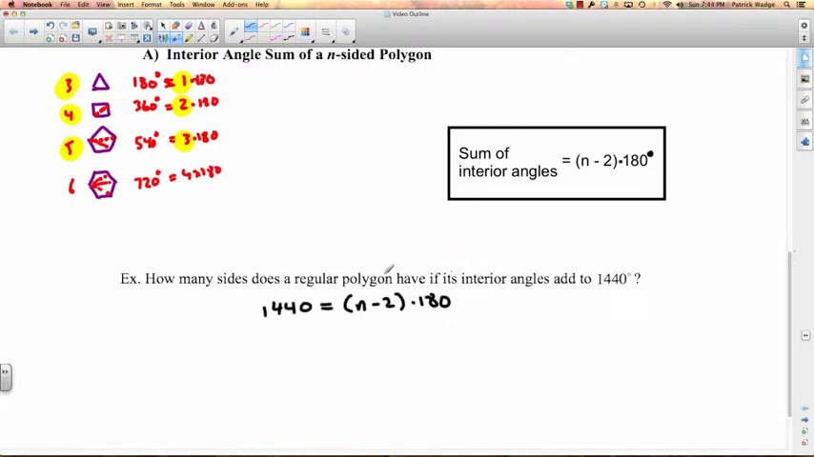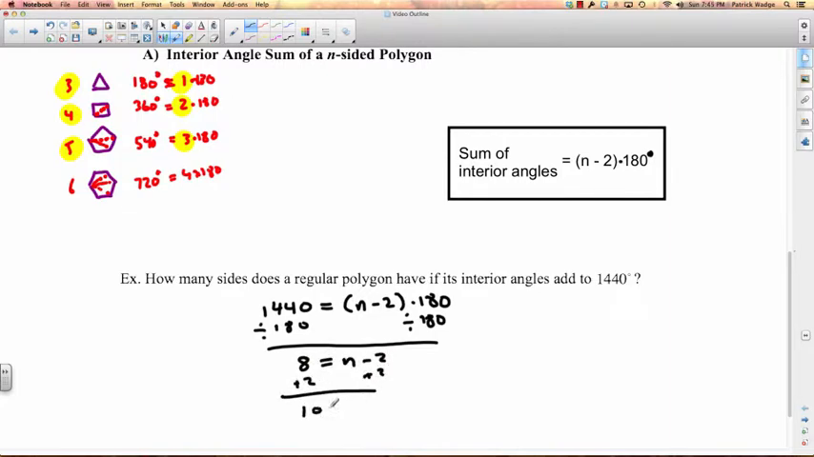How to solve this? Well, one way you could do is distribute on the left, but the other way you could do it, since all of this is being multiplied by 180, I could divide by 180 here and divide by 180 here. I like doing that. I think it's a bit faster. 1,440 divided by 180 is equal to 8, so I'm left with 8 equals n minus 2, and then just add 2 to both sides. 10 equals n, or n equals 10.